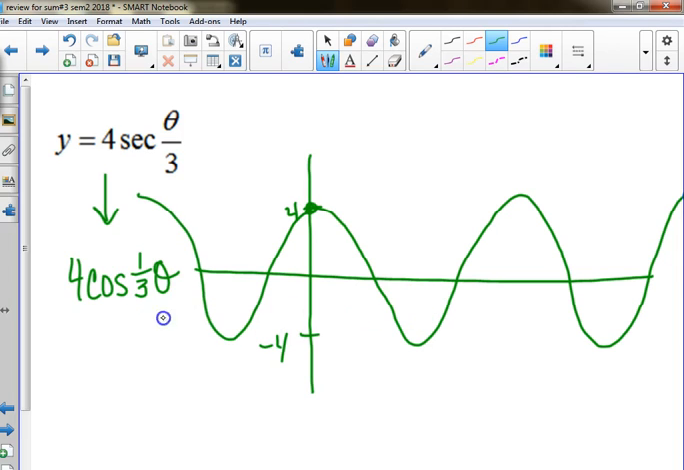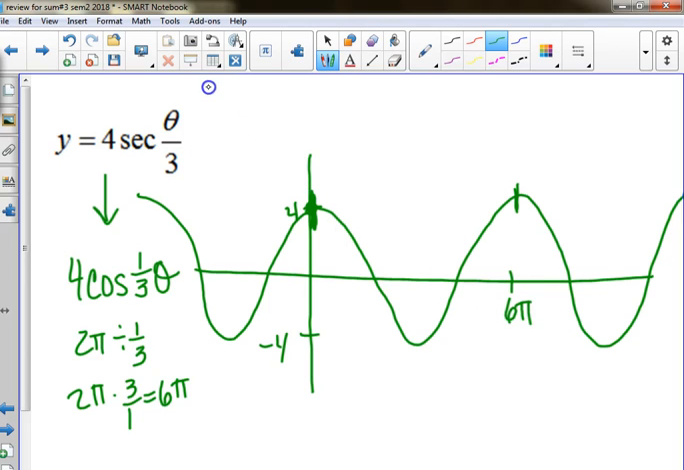Okay. The period is 2 pi divided by 1/3, or 2 pi times 3 over 1, which is 6 pi. So be careful. Cosine started here, so it finishes here, right? Quarter points are that divided by 4, which is 3 pi over 2. So this is 3 pi over 2.